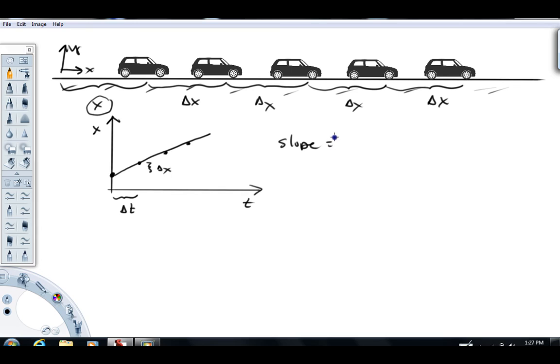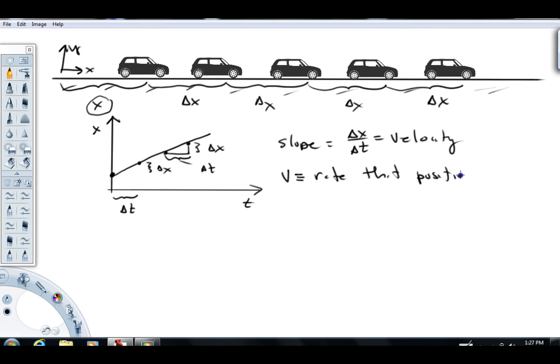Now remember, slope is rise over run. If I pick any two points on this graph, maybe say this one and this one, that is a delta x, that's your rise. This is a delta t, that's our run. Therefore the slope is going to be delta x over delta t. And this is what we call the velocity of the car. So I like to define velocity like this: velocity is defined as the rate that position changes.